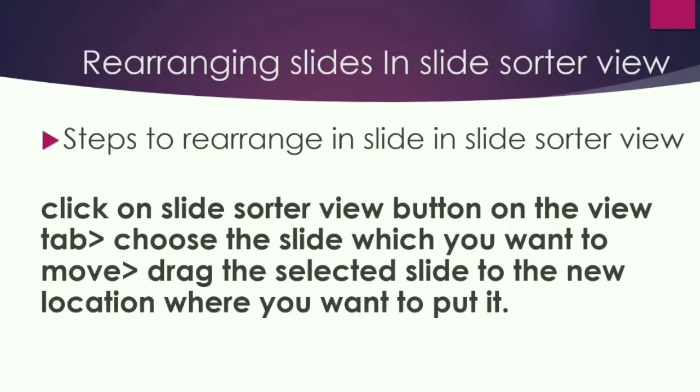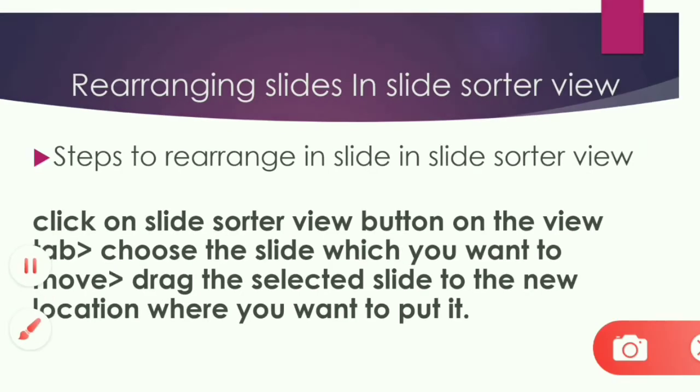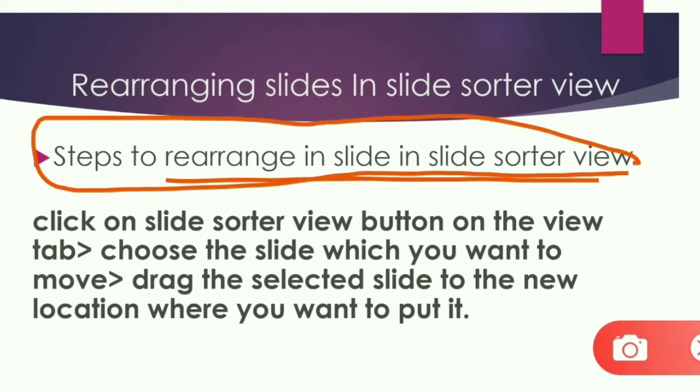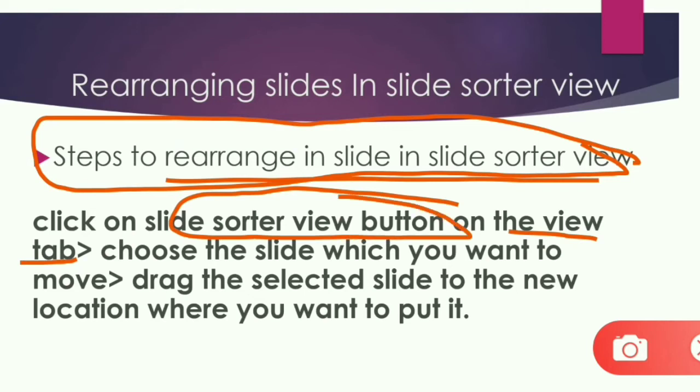Next, this is the second way of arranging the slides in slide sorter view. With the help of this, this is the easiest method of rearranging the slides in your presentation. Firstly, you have to click on the View tab, then click on the Slide Sorter view button. Then choose the slide which you want to move and just drag it from one position to another position.